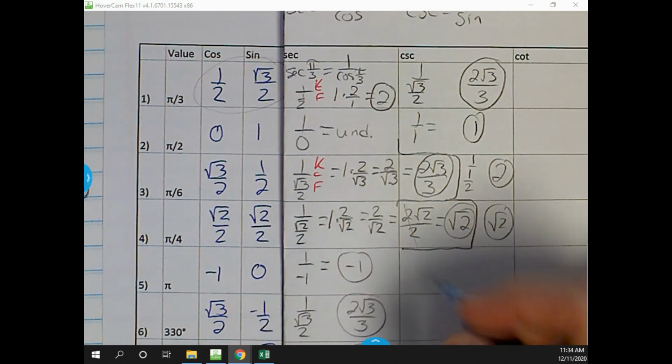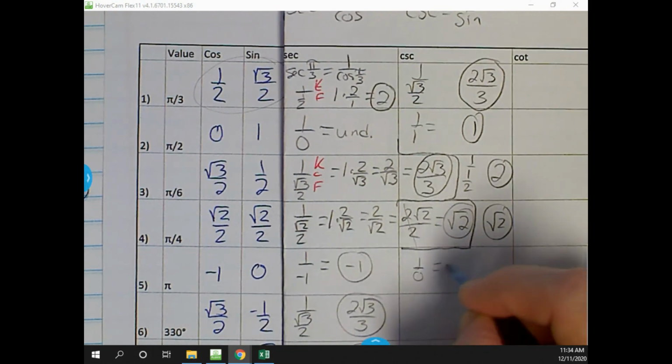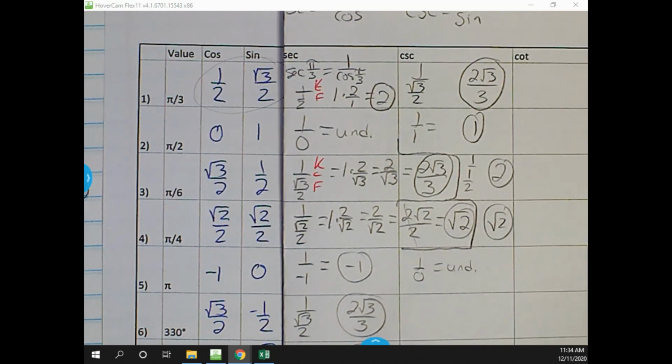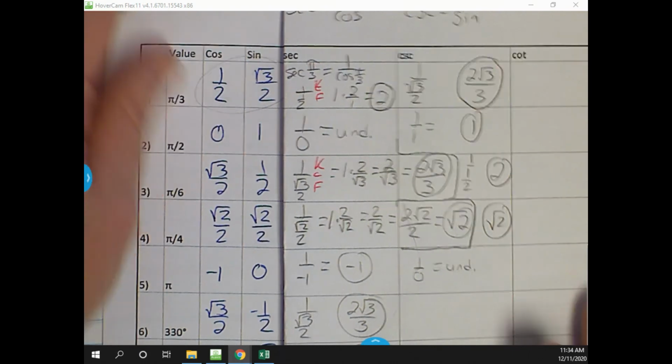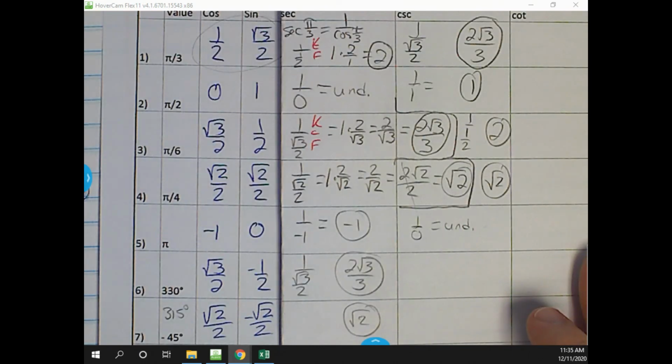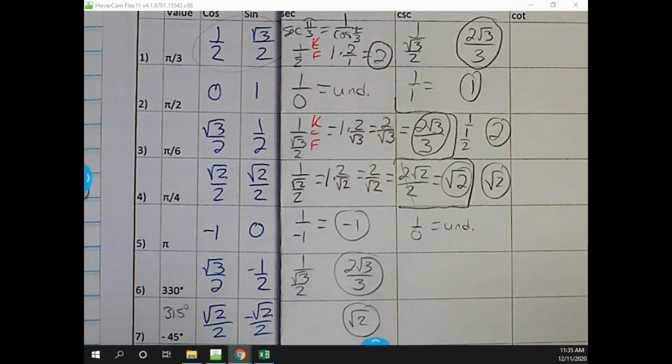This one's 1 over 0. That's undefined. So it's the exact same answers, just keep popping back up. So when you do these, don't keep working out every single one of these. Just make a little list, and then once you've got the list, you've got everything that you need to get the answers on this thing.